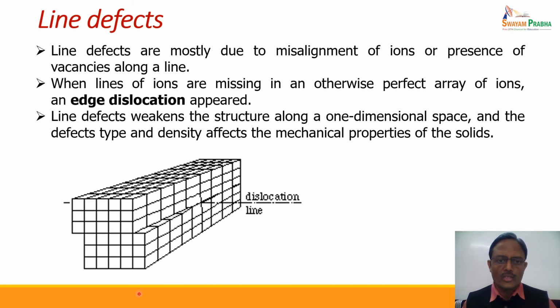Consider this type of structure where the entire line has been shifted to some different location. This is called a line defect. It is a one-dimensional defect in the entire crystal lattice.